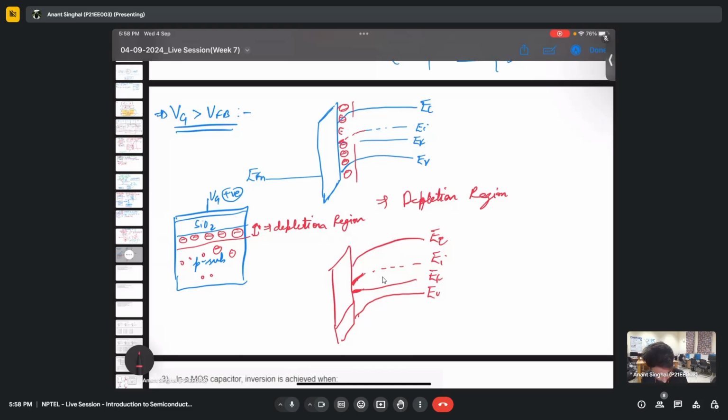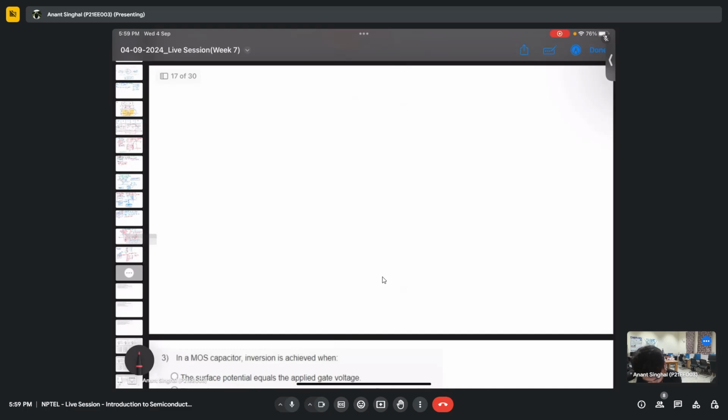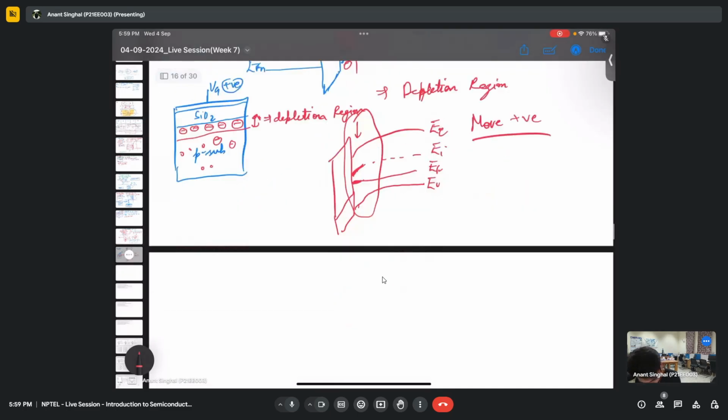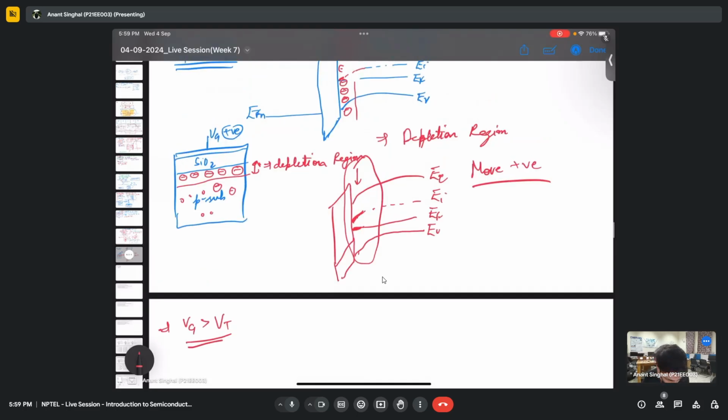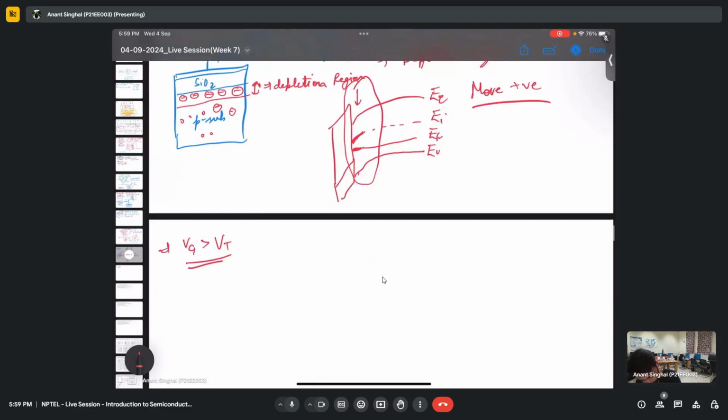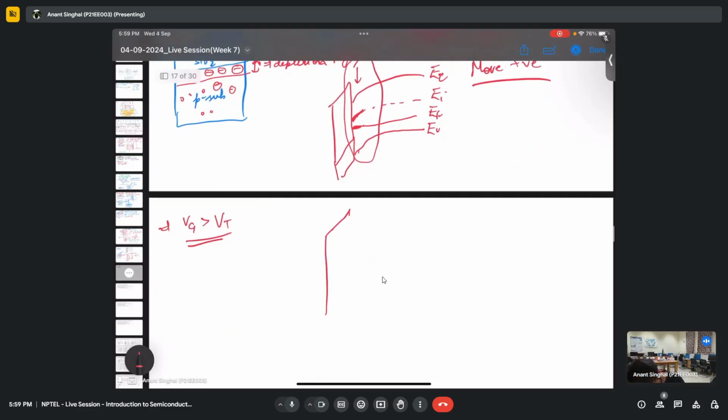Please let me know. Yes, sir. Yeah. So now what will happen if I apply more positive voltage here? Can anyone tell? If I apply a more positive voltage, what will happen at this particular interface? Will the band bend more downwards or will it bend upwards? Downward, sir. Yeah, the depletion region would become larger. So the band will bend downwards more.